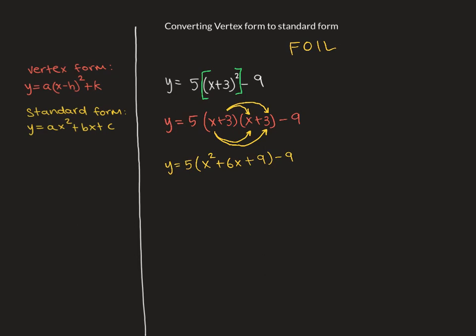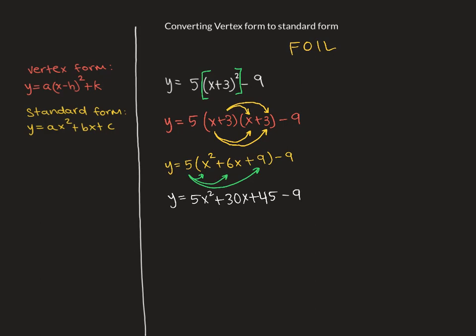Now what you would do next is take this and distribute it. So you take that a value and you distribute it. Sometimes the a value may not show, but that just means that you can assume that the a value is 1. And of course, if it's 1, there's no distribution needed. But if it's greater than 1, you need to distribute to that expanded factor. So now we have y is equal to 5x squared plus 30x plus 45 minus 9.